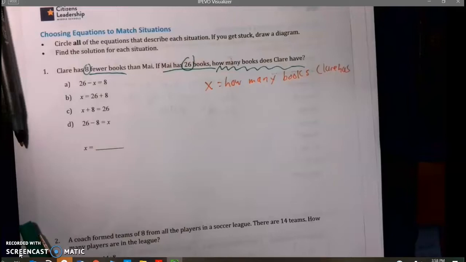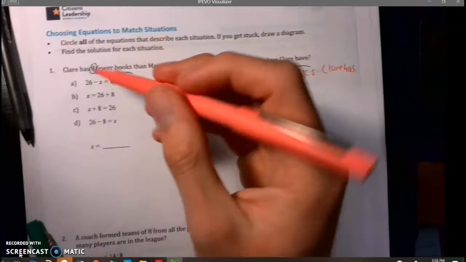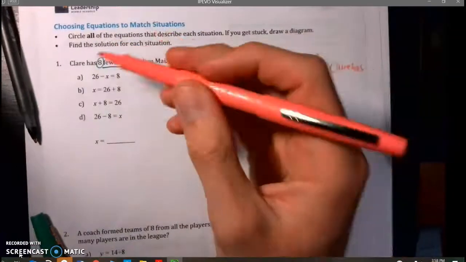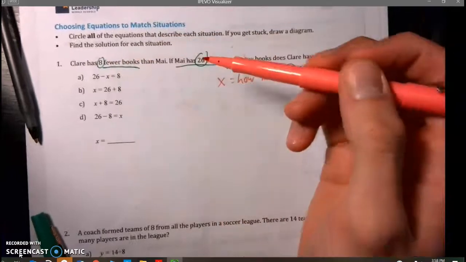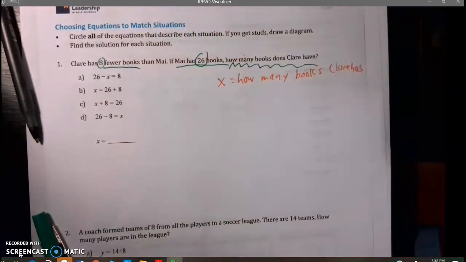So, let's think about what we know. We know Mai has 26 books, which is more than Claire. Claire has 8 fewer books than Mai. Alright? So, 8 fewer books. Fewer is another word for less than. Less than means it's making smaller. So we could probably imagine this is going to be a subtraction problem.